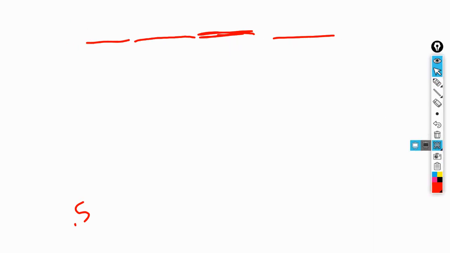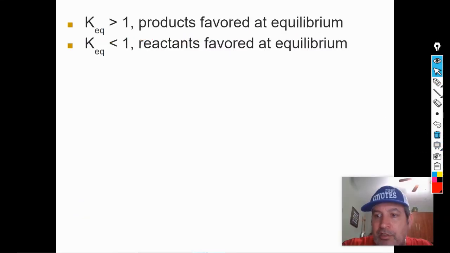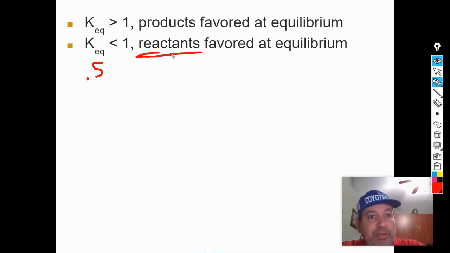If K is less than 1, then the reactants are favored at equilibrium. So in our example, we had, again, 0.5, which is less than 1. And you notice we had more reactants at equilibrium than products. Okay, you can tell a lot about the kinetics of a system and the equilibrium of a system by this.